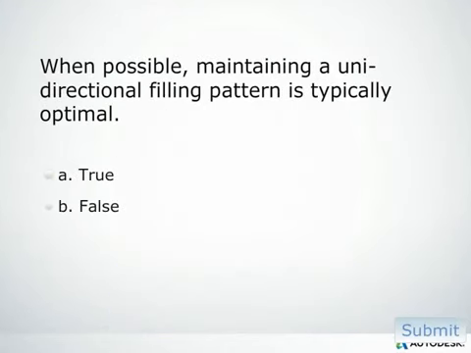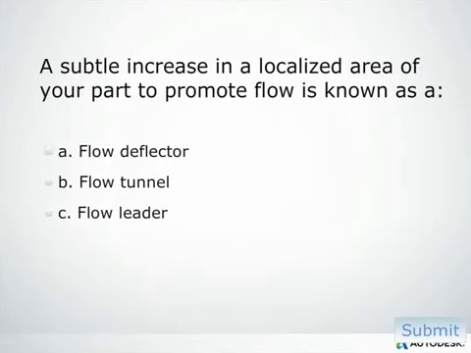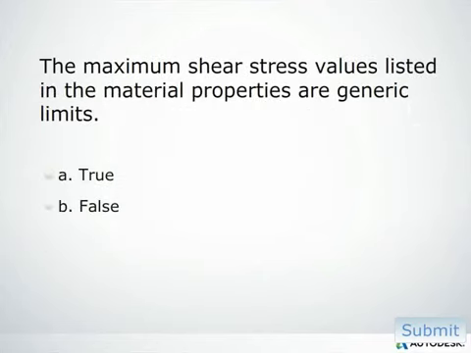When possible, maintaining a unidirectional filling pattern is typically optimal, true or false. The following image is a good example of what type of feed system. A subtle increase in a localized area of your part to promote flow is known as the... The melt temperature you specify for your process in Moldflow is done prior to adding the feed system, so you may need to decrease your melt temperature to compensate for shear heating once the feed system is added, true or false. Maximum shear stress values listed in the material properties are generic limits, true or false.